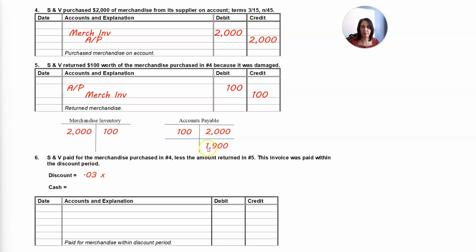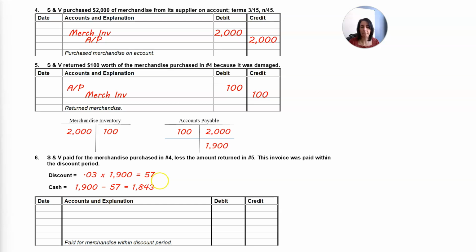3% of the $1,900 bill, right? We owe $1,900. We're paying it within 15 days, so we get to take advantage of that 3% discount. That winds up being $57. Cool. So how much cash are we actually going to pay? We're not going to pay them $1,900. We're going to pay them $1,900 minus $57 on the discount. So we're really going to pay them $1,843.